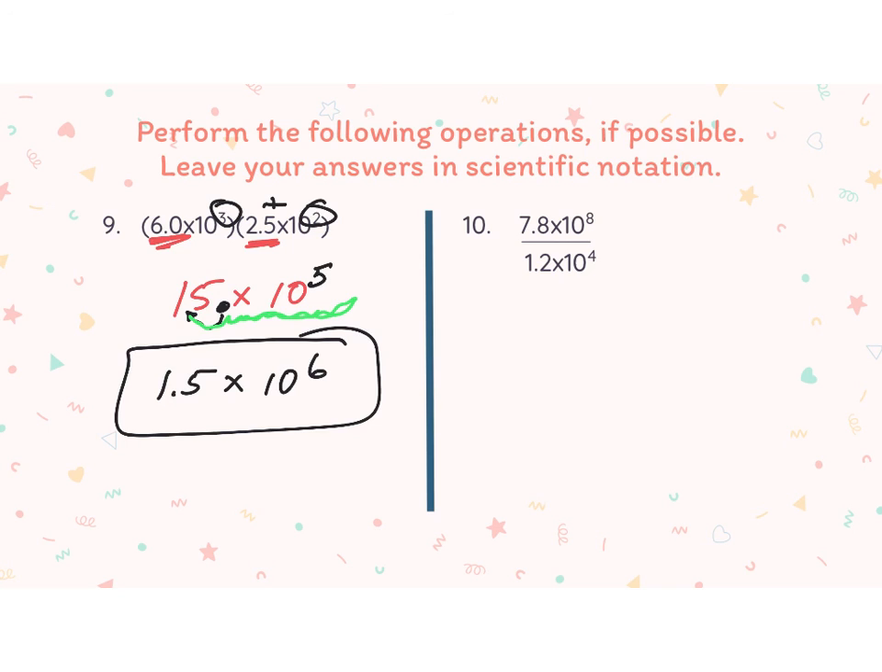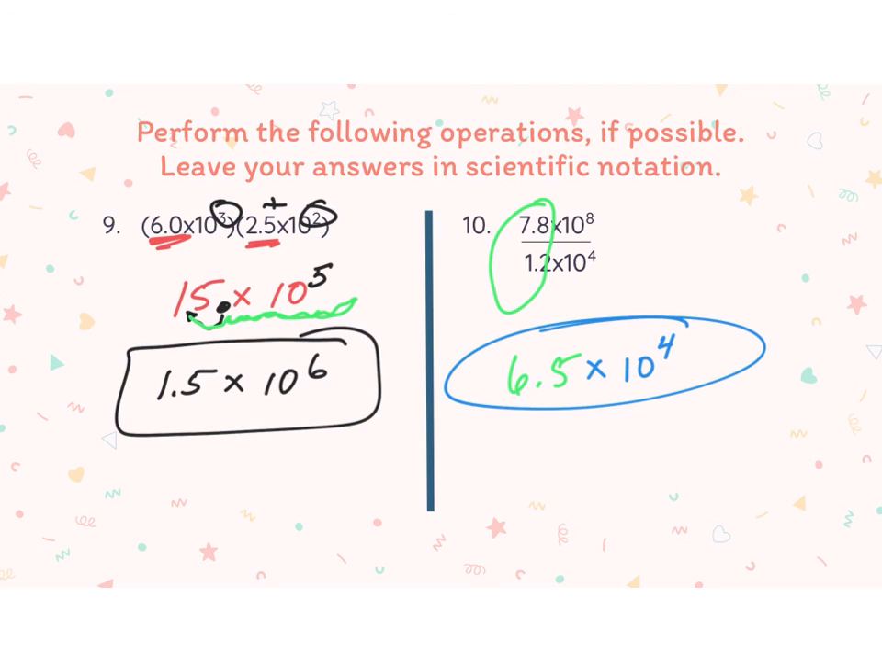7.8 divided by 1.2 in a calculator. So if I do this in a calculator, I get 6.5 times 10. 8 minus 4 is 4. Okay, and so I'm going to stop now. I think that's a good review, and you guys can come up with questions.